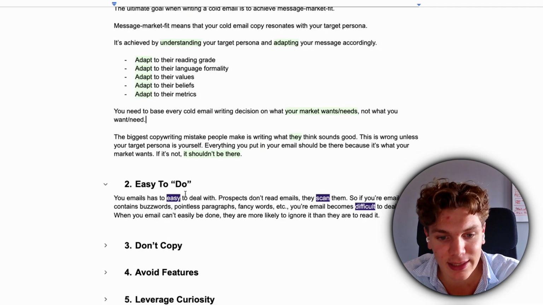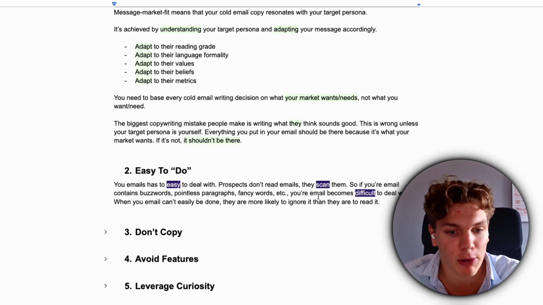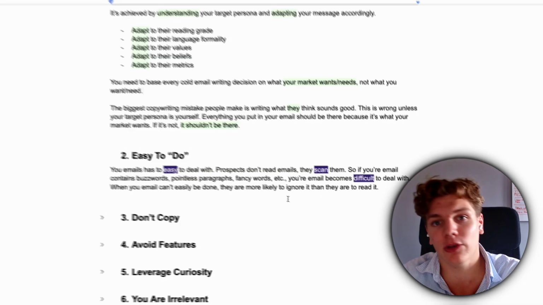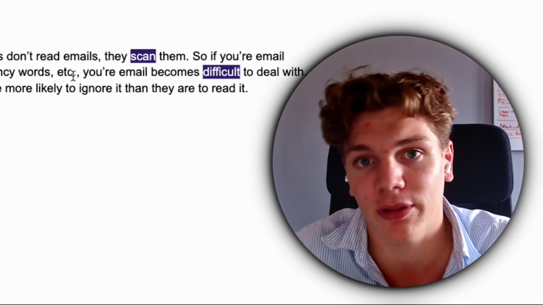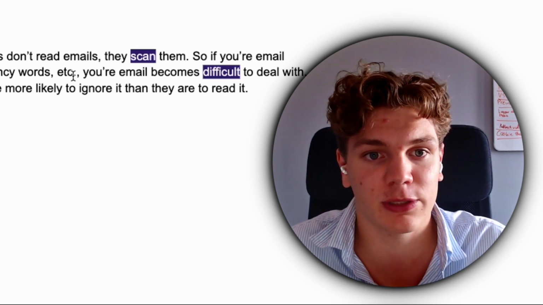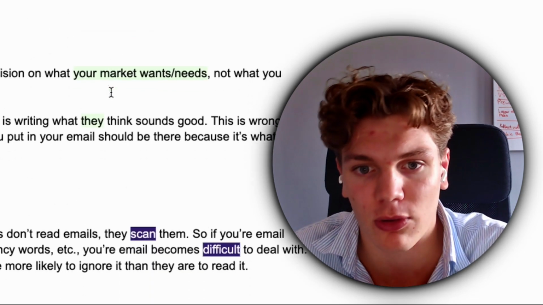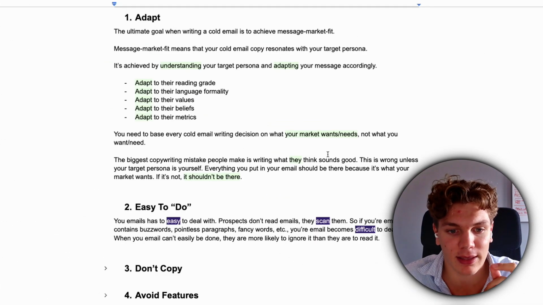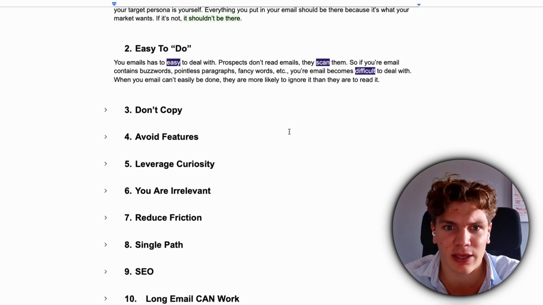And the second one is easy to do. Your email has to be easy to deal with. Prospects don't read emails, they scan them. So if your email contains buzzwords, pointless paragraphs, fancy words, etc., your email becomes difficult to deal with. And when your email becomes difficult, or in other words, not easy to deal with, they are more likely to ignore it than they are to read it. Because they don't want to sit there and concentrate and focus on your email and try to understand it. No, if they don't understand it by just looking at it, they are not going to read it at all. So make it easy to deal with. Avoid fancy words, buzzwords, filler sentences, cliches. Make it easy to deal with, all right?